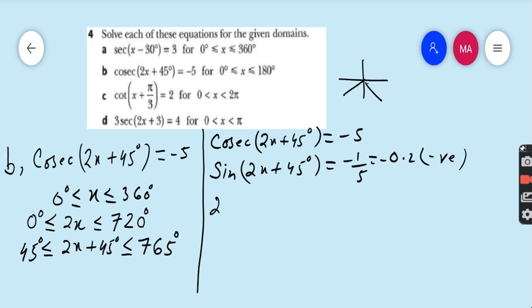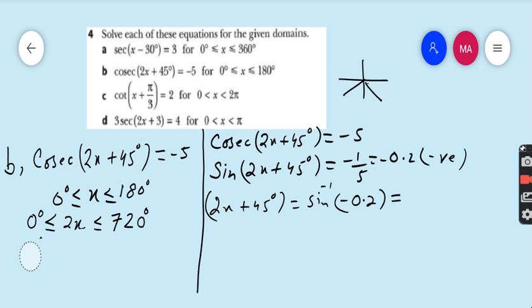So 2x plus 45 degrees is equal to sine inverse of minus 0.2. Sorry students, one mistake I did. In this one, the domain is not 360, the domain is given as 180. This is my mistake. I am so sorry.